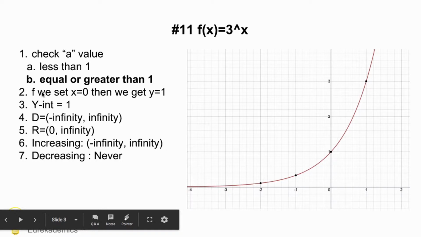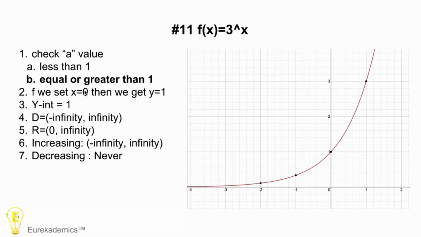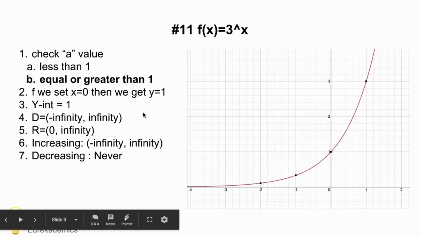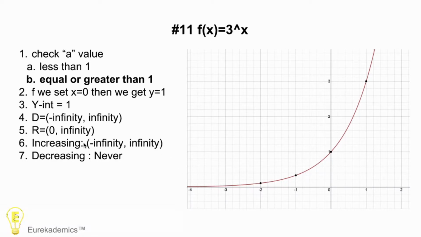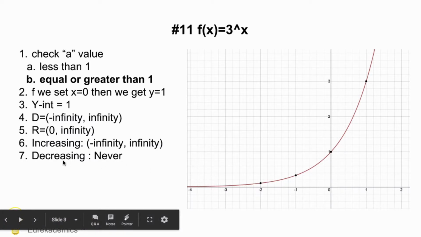Step 2 would be to set x to 0. If I put 0 in here, anything to the power of 0 is 1. So that's your first point. If x is 0, then the function is going to produce 1, so you get your y-intercept of (0, 1). There it is. Your domain is negative infinity to infinity. Your range is 0 to infinity. It's increasing always and decreasing never.